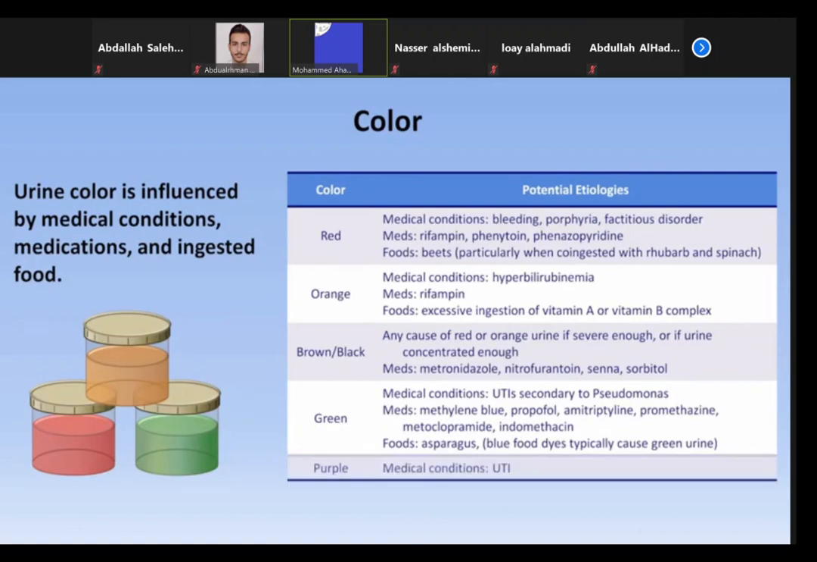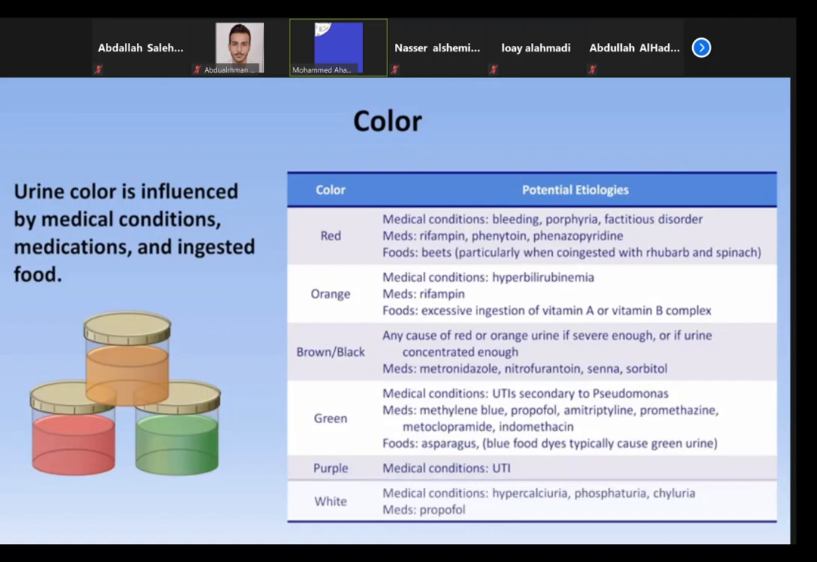Purple urine, which I've never personally seen, has been reported in the literature to be seen in cases of infected urinary catheters. And white urine, which I've also never personally observed, has been reported in hypercalciuria and with chyluria, which is leakage of lymphatic fluid into the urine, most commonly seen in the tropics due to a parasitic infection called filariasis.